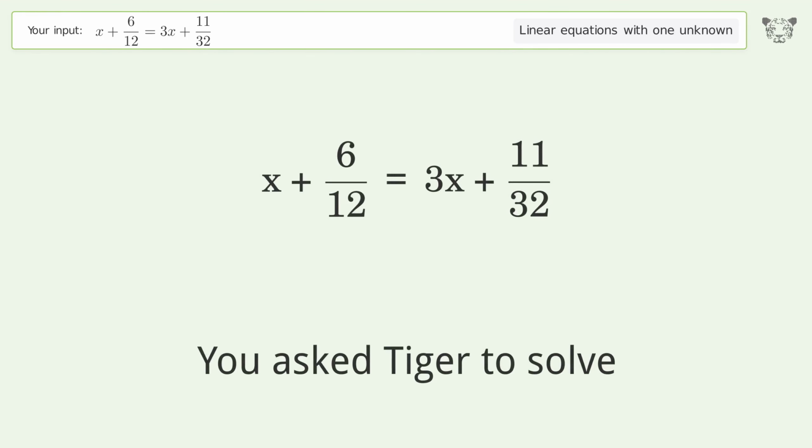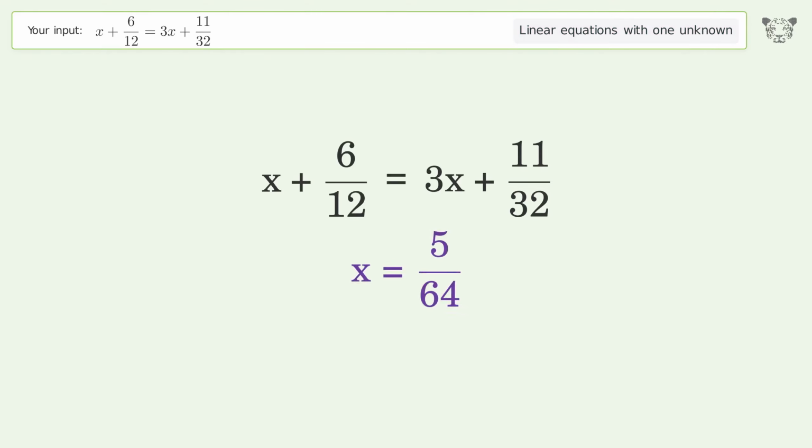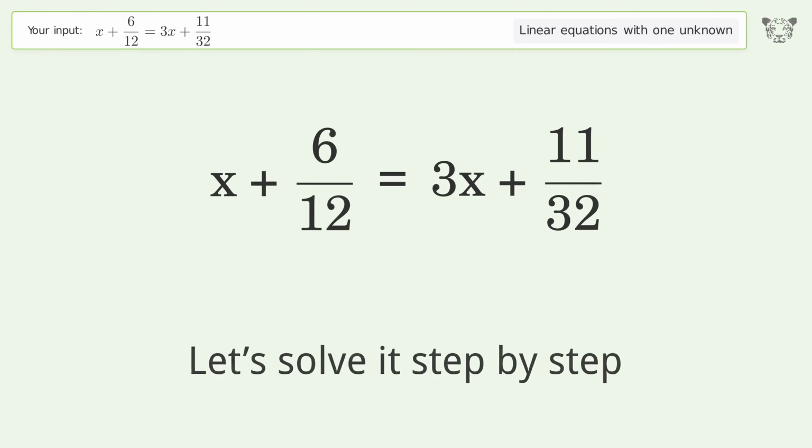You ask Tiger to solve. This deals with linear equations with one unknown. The final result is x equals 5/64. Let's solve it step by step.